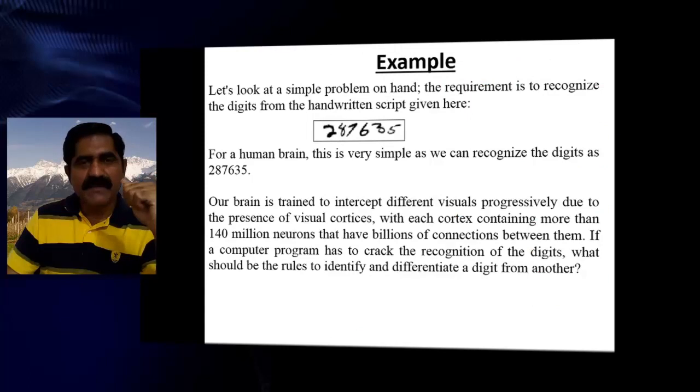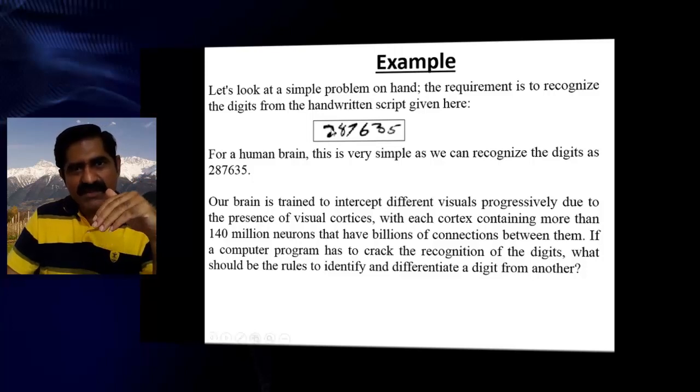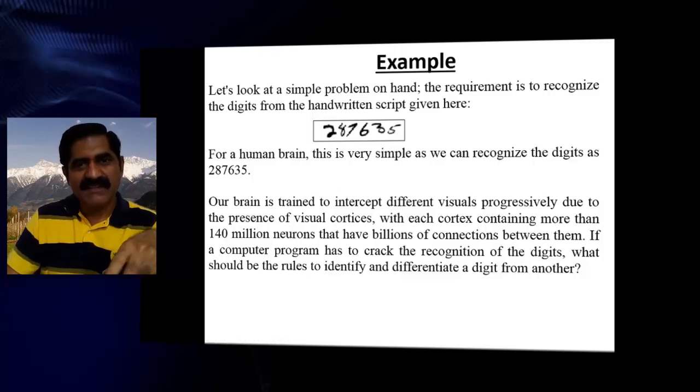If you take one example, a number 287635, by seeing this you can easily identify it. Why? Because the human brain has some intelligence, that is the reason you are able to identify. But coming to the system, if you give this type of input, a 287635 image, to the computer, it cannot recognize it. Why? Because if you press 2 on the keyboard, it can recognize it as 2. If you press 8, it can recognize. But in a situation like this, if you give an image, it may not recognize.